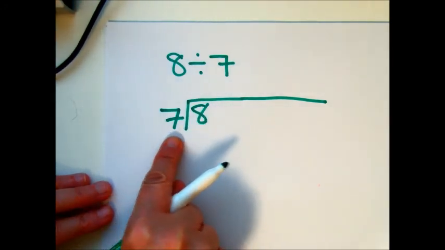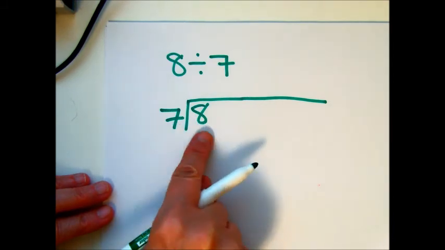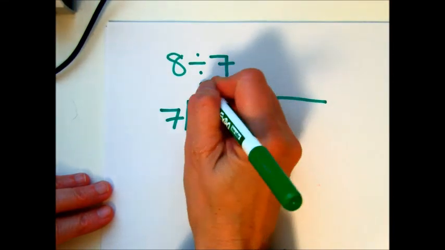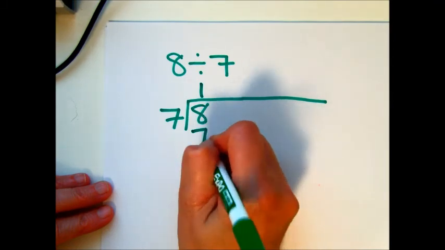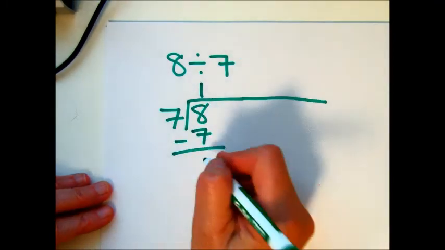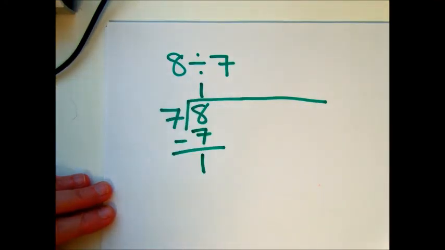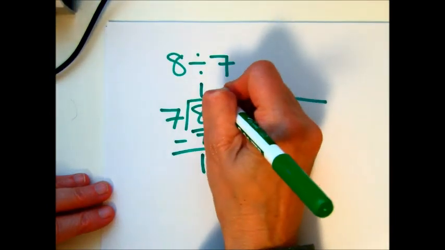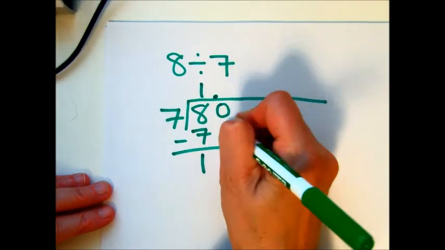Now, 7 goes into 8 one whole time. And 1 times 7 is 7. So we're going to find the difference. And we have 1 left over. Now, because we're not going to just put remainder 1, we're going to use the decimal point and bring down a 0.